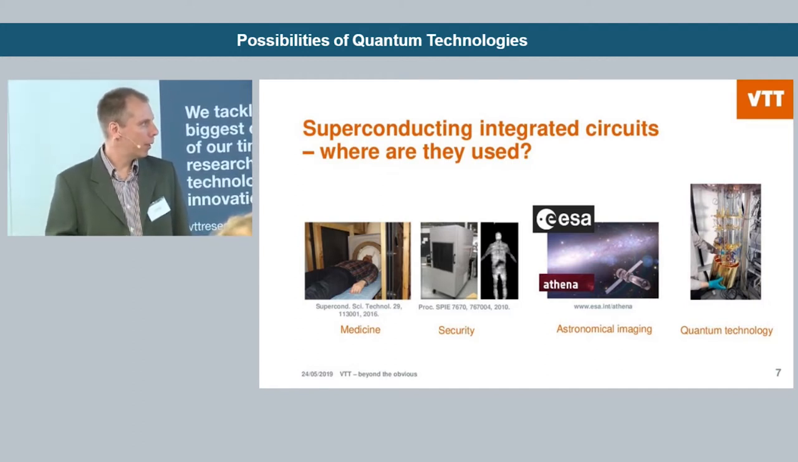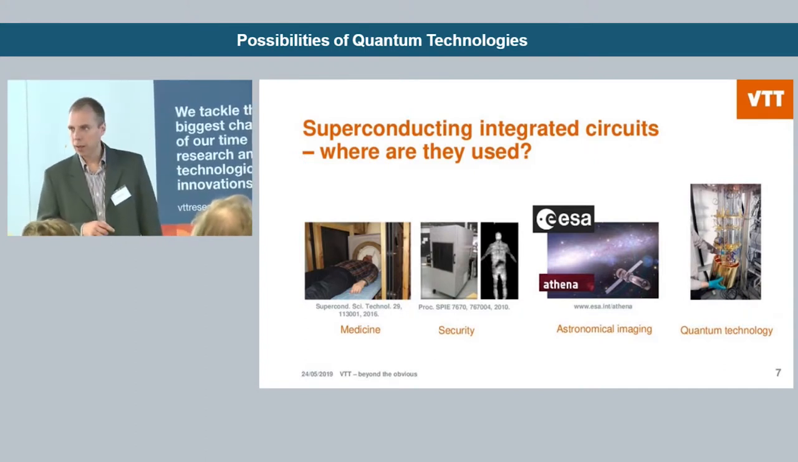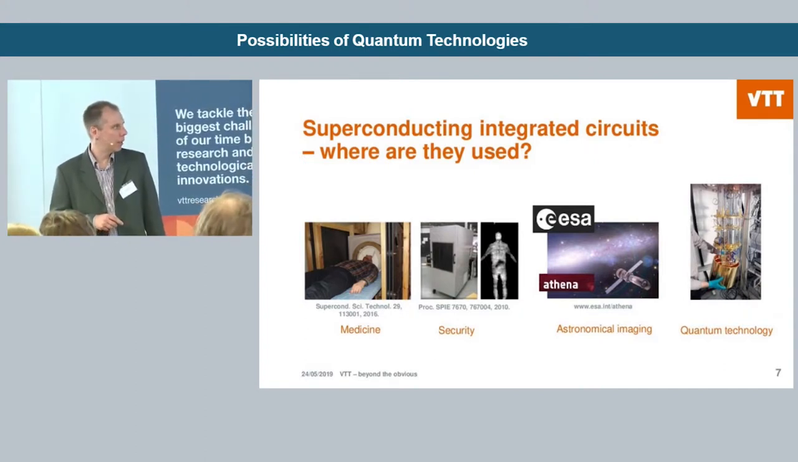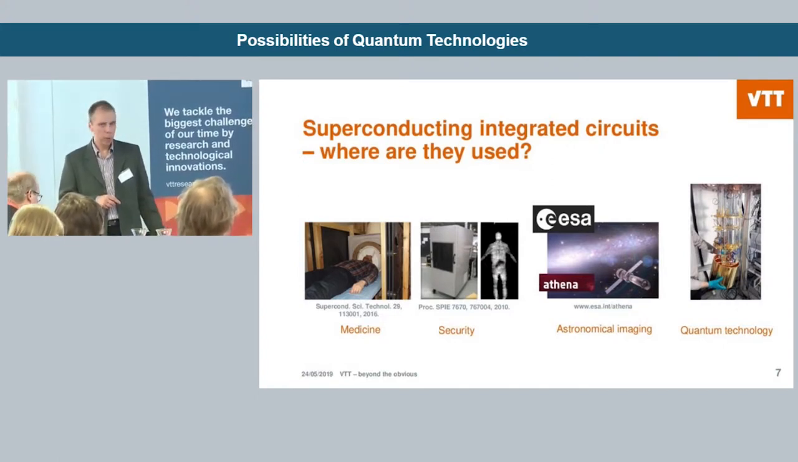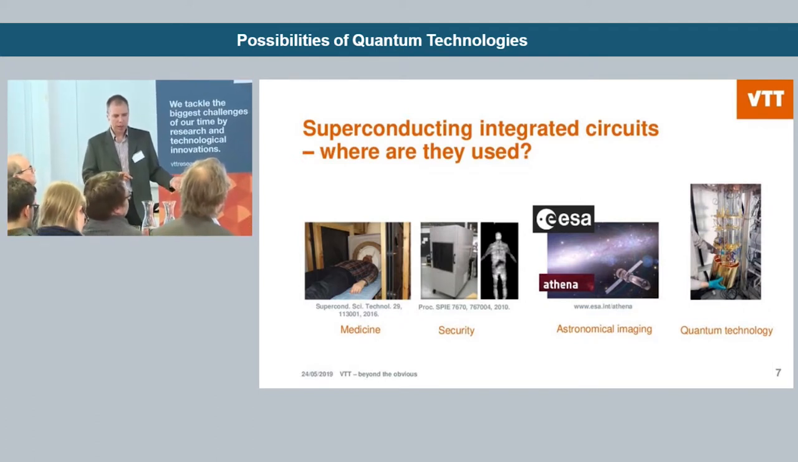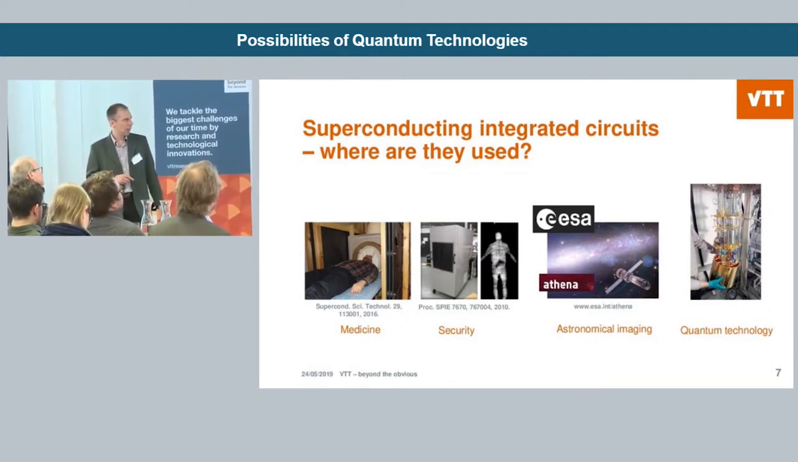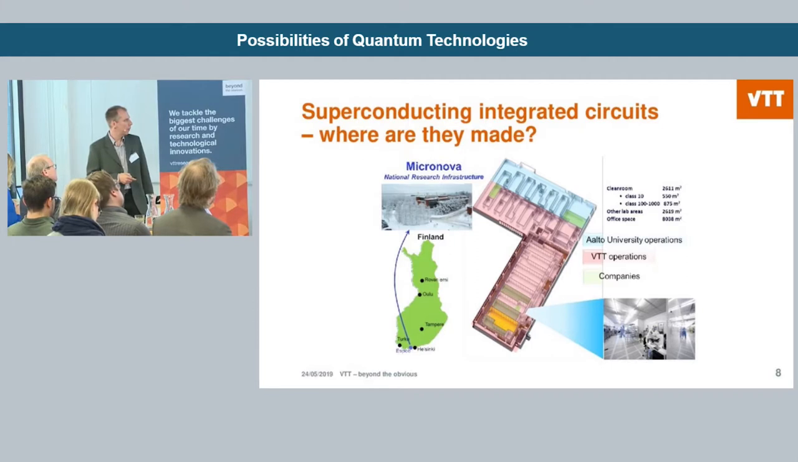We are also involved in certain astronomical imaging missions. So Mikko Kiviranta, also back there, is leading on the VTT side this Athena mission, where we are doing superconducting electronics readout for very sensitive millikelvin detectors, in this case for X-rays. And then the quantum technology, which I will soon address in a little bit more detail.